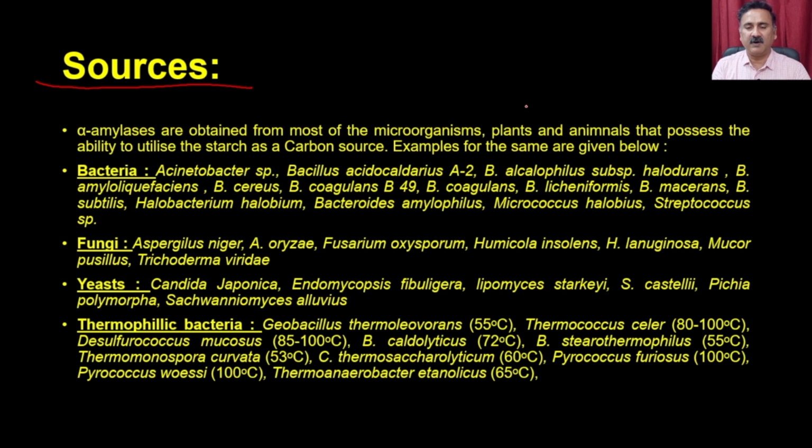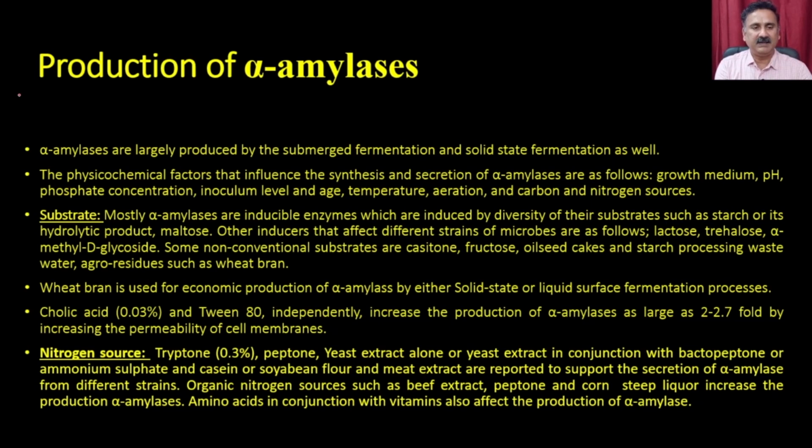What are the different types of sources for the amylases? Amylases are mostly found in microorganisms, plants, and animals. From bacteria, you can have deep sources, so you can get the amylases from different bacteria. You can also have fungi, yeast, or thermophilic bacteria.